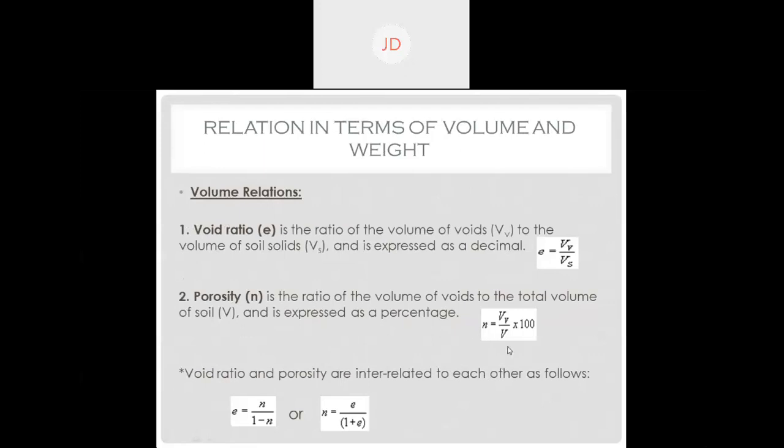So let's go back to the diagram and see how it can be found out. Porosity is dv by total V. Now you can see the difference between void ratio and porosity: dv by Vs, and dv by capital V. In void ratio, the volume of void is divided by the volume of solid, but in porosity, the volume of void is divided by the total volume.